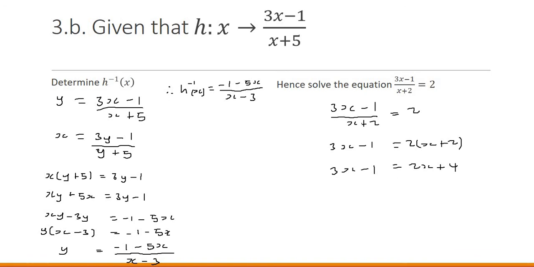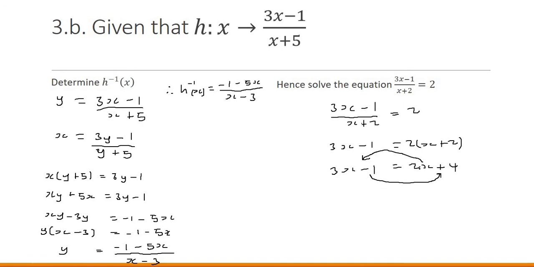So here, in order to solve for x, I need to group the like terms. So what I actually want is this 2x to go over to this side, and I actually want this minus 1 to go over to this side. How can I get this 2x over this side? I can subtract 2x from both sides, right? How can I get this minus 1 over to this side? I am going to add 1 to both sides.